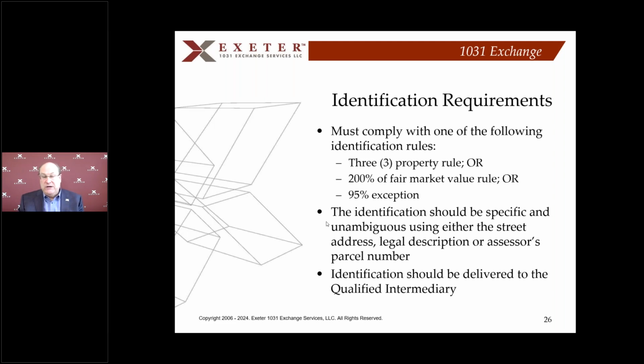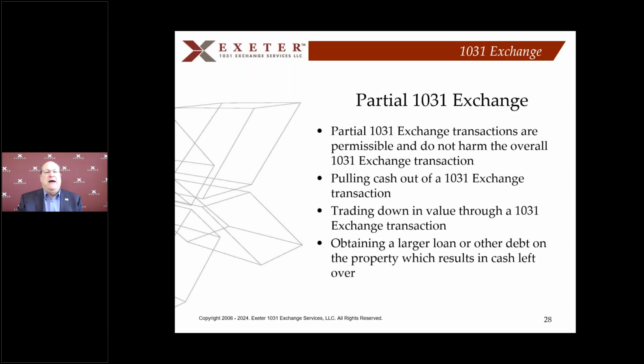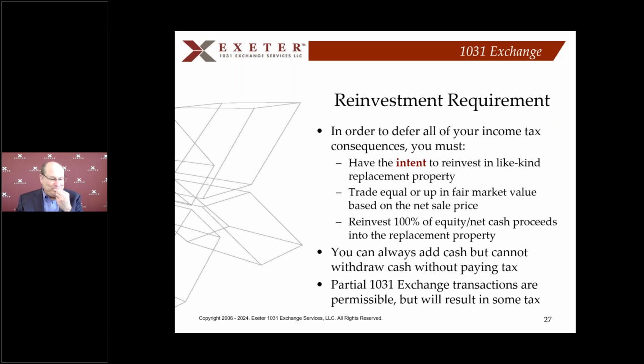Delaware statutory trusts often have multiple properties inside of the DST, so you're probably going to use the 200% rule. But it's either or. And the 95% exception is really an exception where if you identify more than 3, more than 200%, you're still going to be okay as long as you purchase, actually close on at least 95% of the value that you identified.